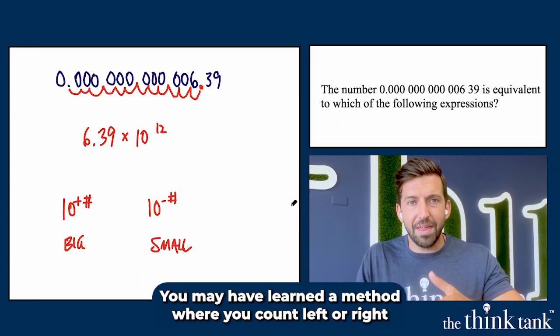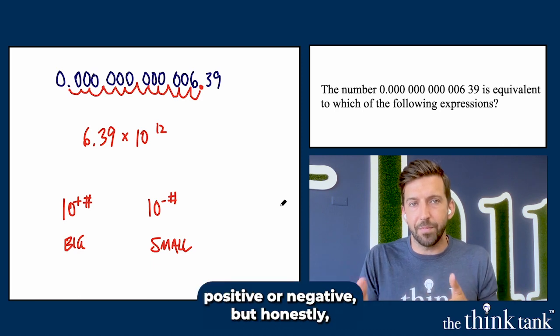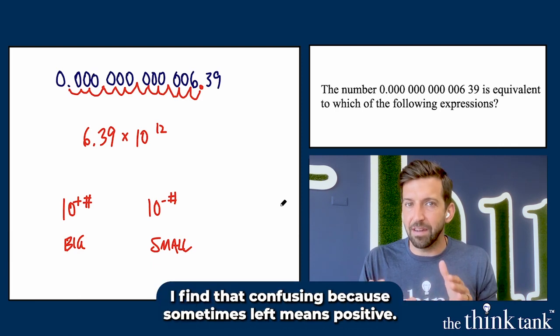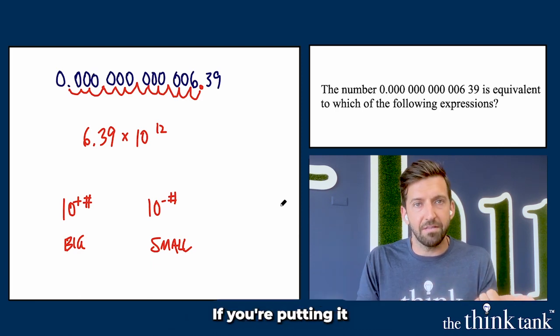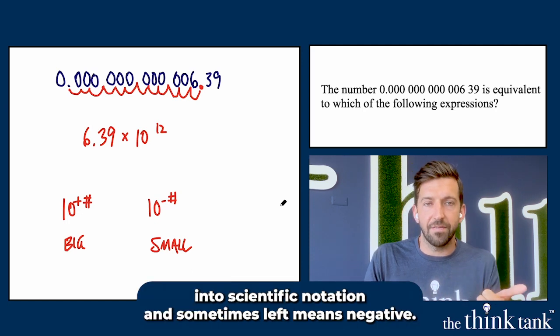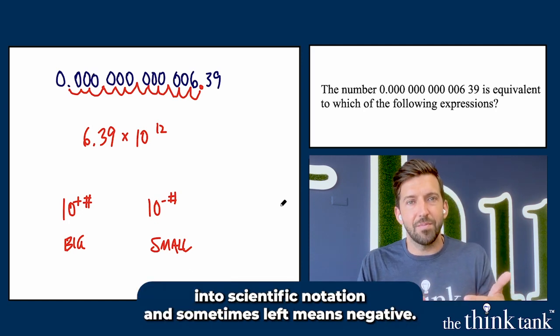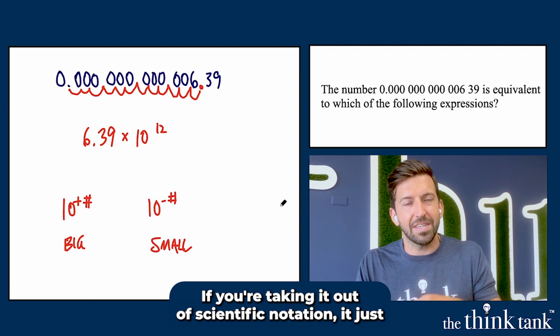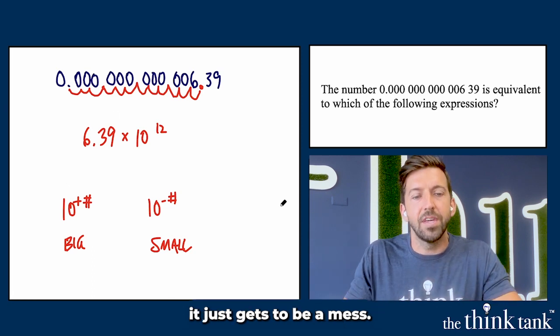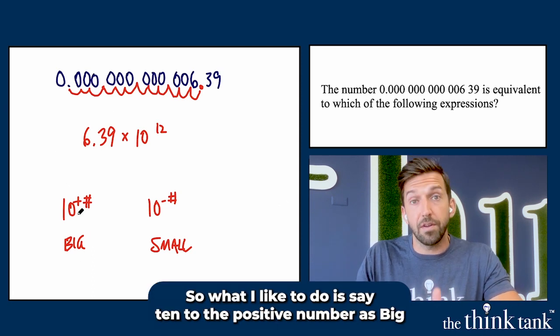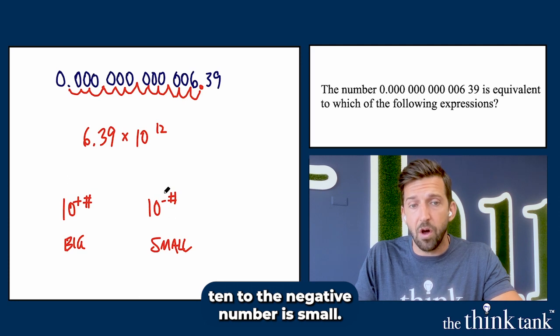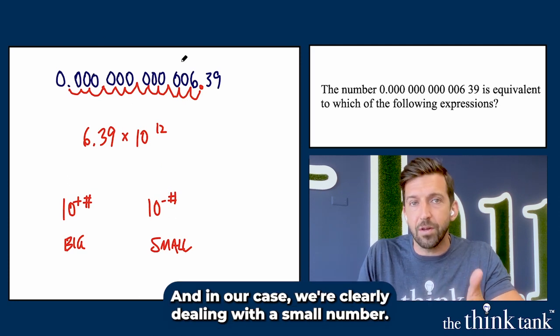You may have learned a method where you count left or right to determine positive or negative, but honestly, I find that confusing because sometimes left means positive if you're putting it into scientific notation, and sometimes left means negative if you're taking it out of scientific notation. It just gets to be a mess. So what I like to do is say 10 to the positive number is big, 10 to the negative number is small. And in our case, we're clearly dealing with a small number.